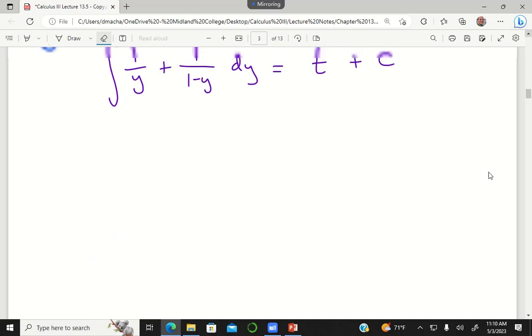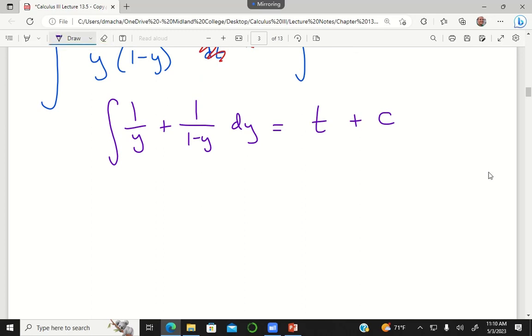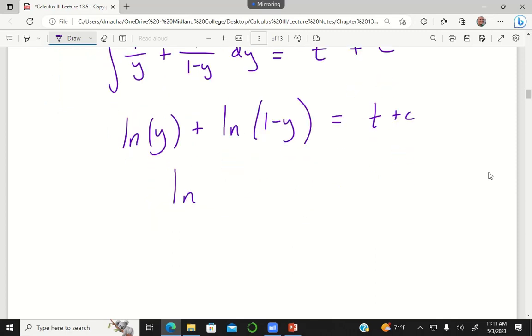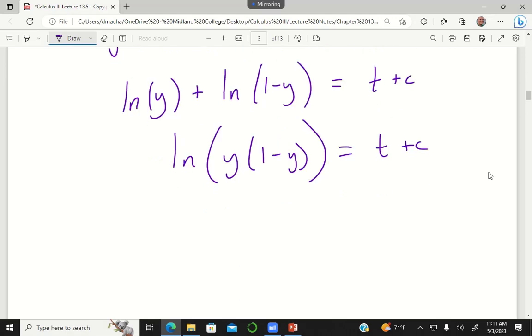Okay, and then taking this antiderivative is not so bad. This is just going to be the natural log of y plus the natural log of 1 minus y equals t plus c. A property of logarithms, though, would tell me that this is the natural log of y times 1 minus y, because I'm adding two logarithms, right? And should only be negative log of 1 minus y.